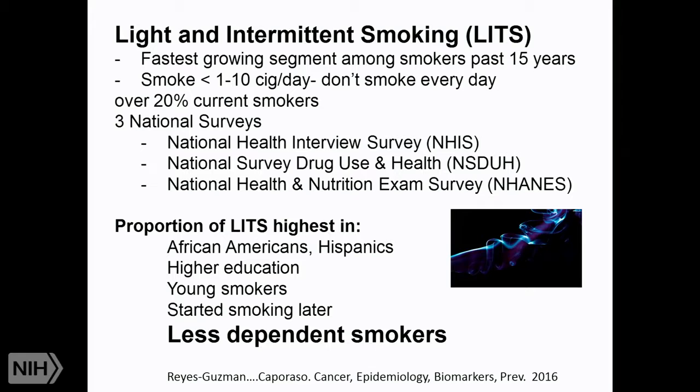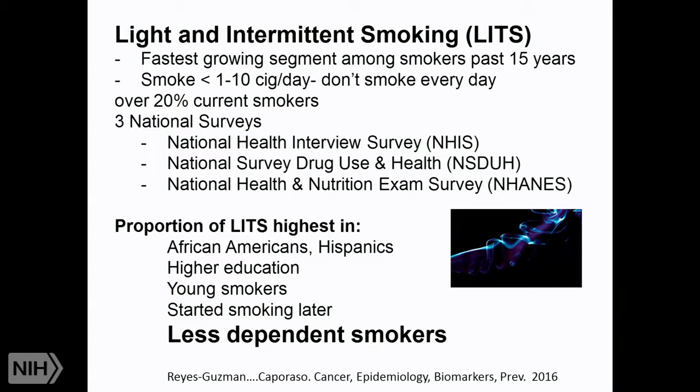So what these smokers do is that they may get together with their friends or go to a bar and have a cigarette, or they may sneak out of the house because their spouse doesn't want them to smoke. But for whatever reason, they smoke intermittently. And these smokers have unique characteristics. So there are differences by ethnic group, by education, by age. Probably the biggest difference is that they're less dependent smokers. They have less nicotine dependency.